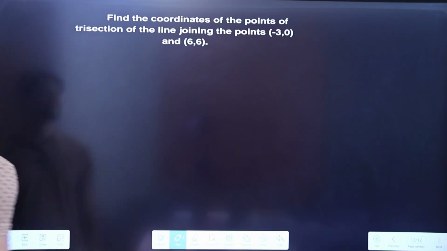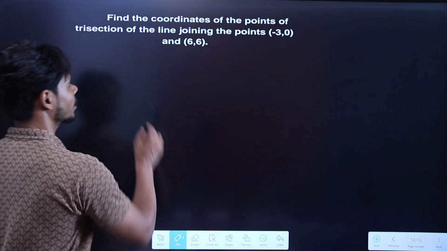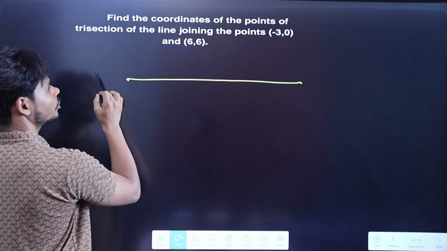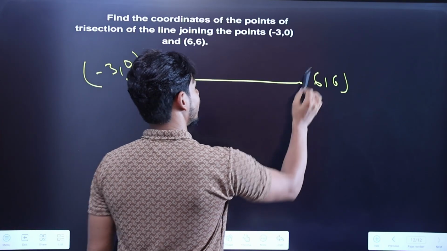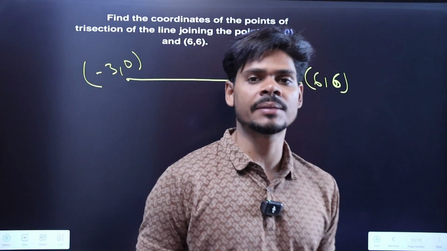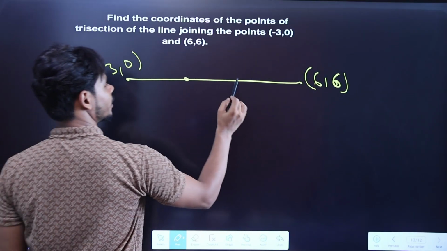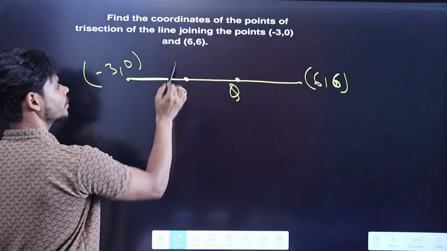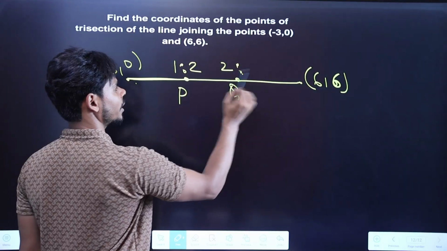Find the coordinates of the points of trisection of the line joining minus 3 comma 0 and 6 comma 6. This kind of question I have already explained in the section formula basic concepts video. If we want to divide the given line into three equal parts, trisection means three equal parts, okay? So there will be 2 points, point P and point Q. This is one part, remaining two parts.